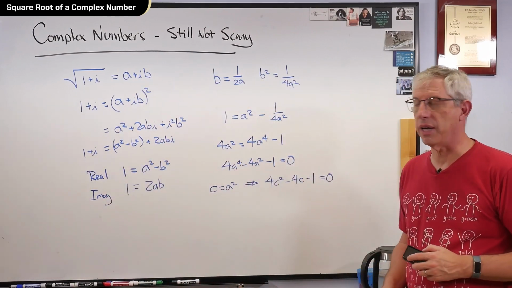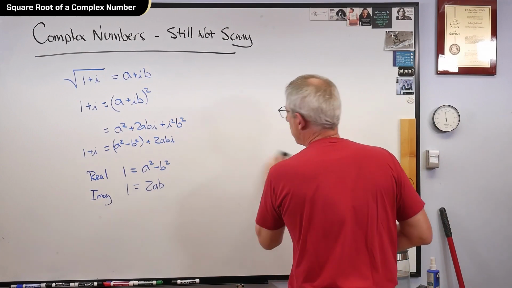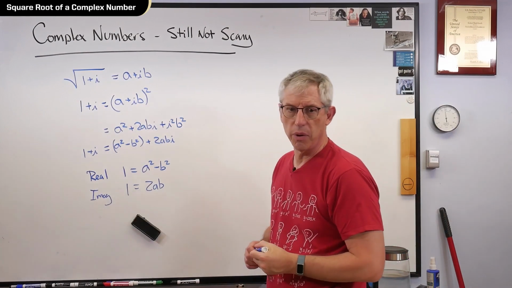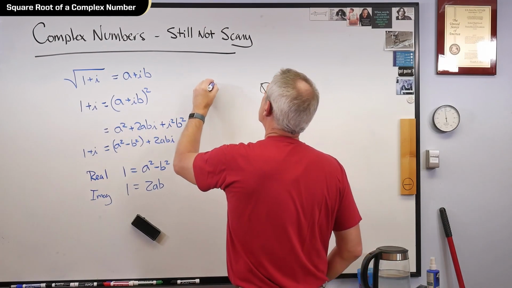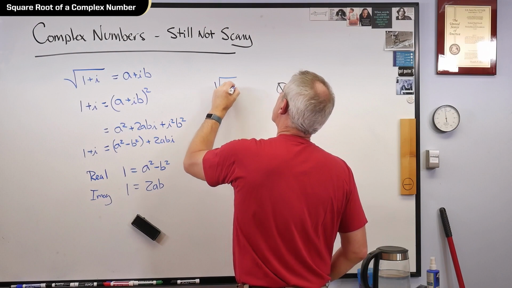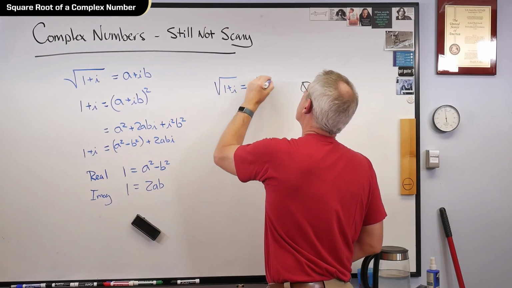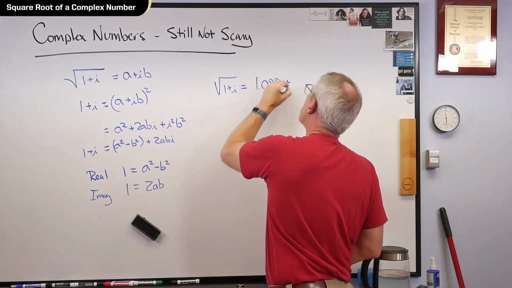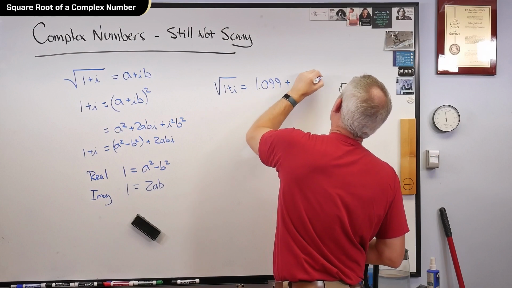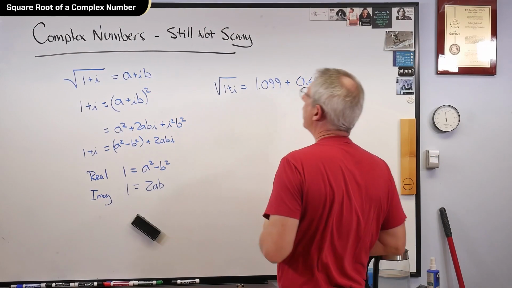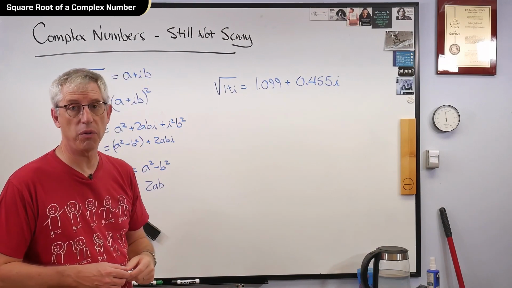Let you get a good look at that so you can see where we're headed. If you solve all this, what you wind up with, I'm looking at my screen here to make sure I get it right, is the square root equals, okay, 1.099 plus 0.455i. Now, if I did that right, that's the same answer I got before.